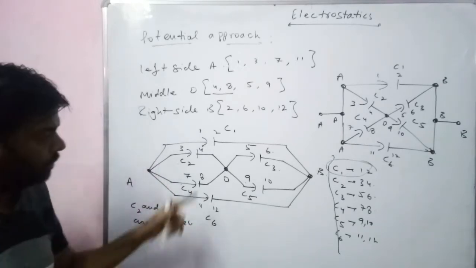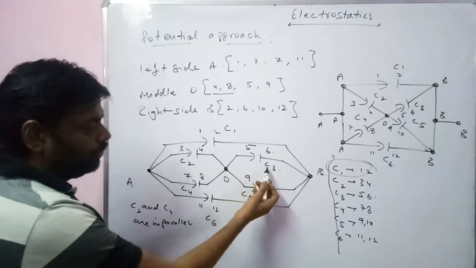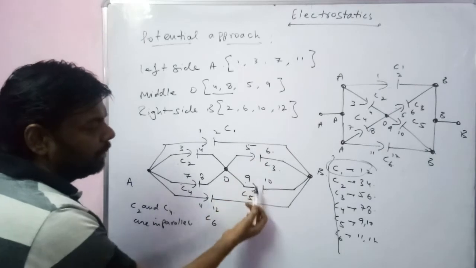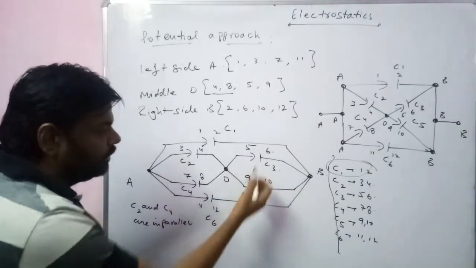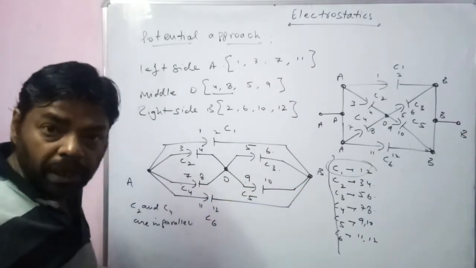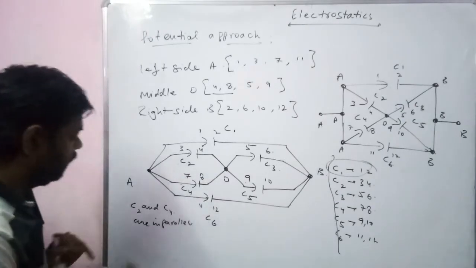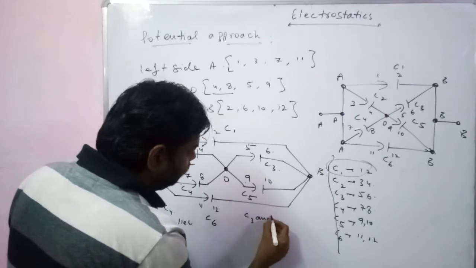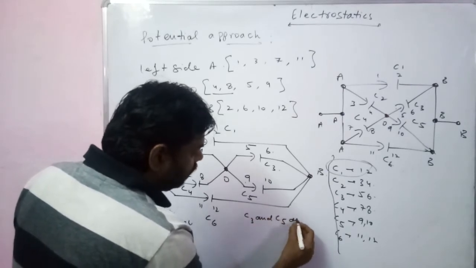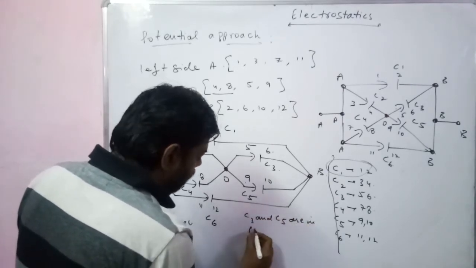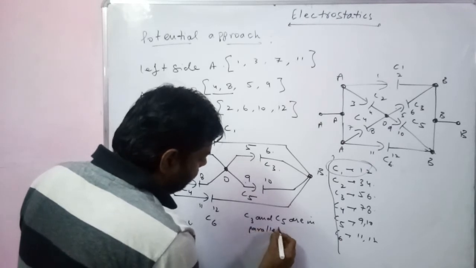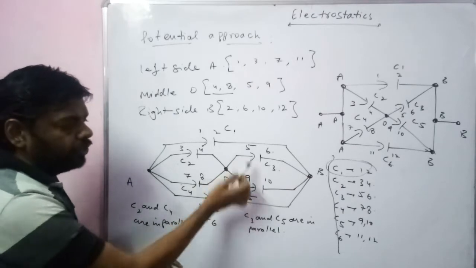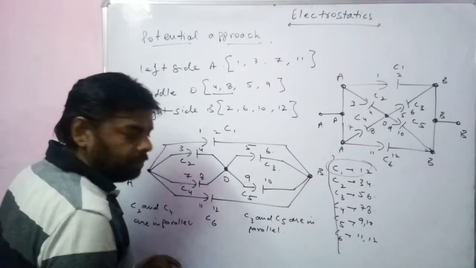Got it? Similarly, C3 and C5, the left plates are connected with O and the right plates are connected with B. So again C3 and C5 are in parallel. Say these two capacitors, C3 and C5, are in parallel between the points O and B.